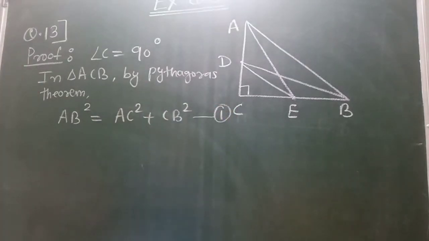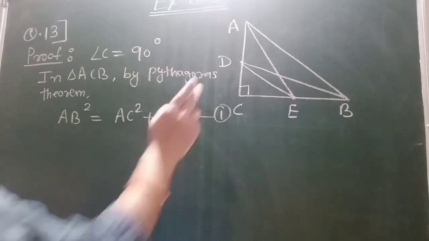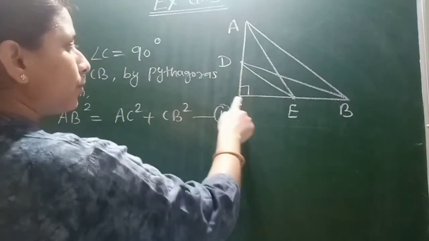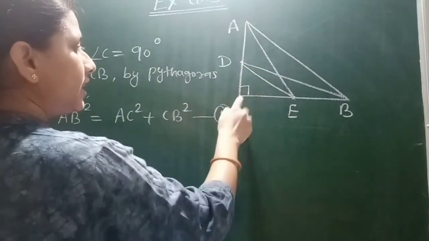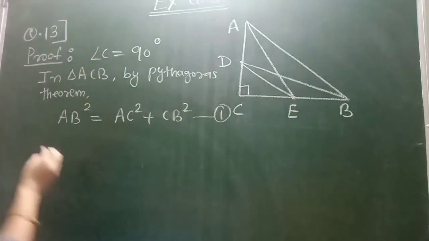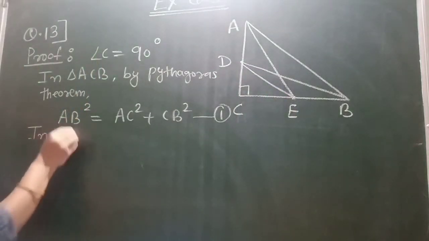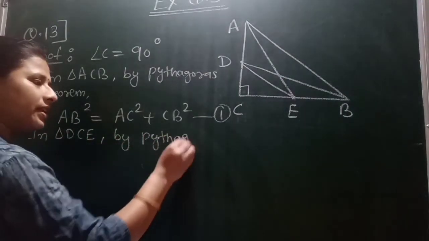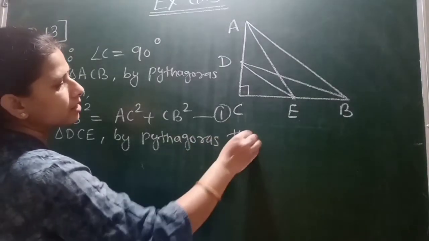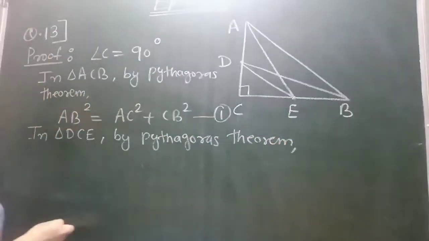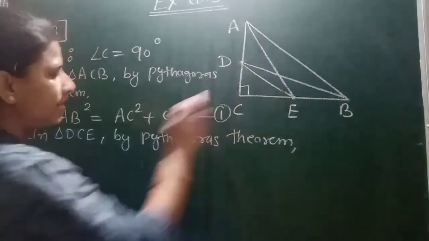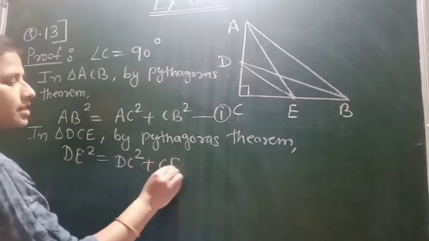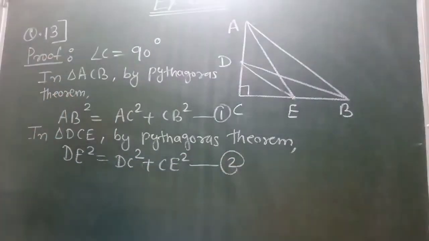Again we will apply Pythagoras theorem. In which triangle? Where angle C is a right angle. Yes, now we will apply it in triangle DCE. Once again by Pythagoras theorem, what do we get in this particular triangle? DE is the hypotenuse. So DE square equals DC square plus CE square. This one is our equation number 2.